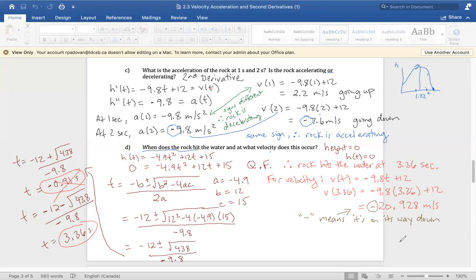But if I was talking about speed, then I wouldn't use a negative sign, right? So it doesn't ask for the speed, it asks for the velocity, but obviously for speed, it's just always the positive number. I wouldn't include the negative. So here it's asking for the velocity.